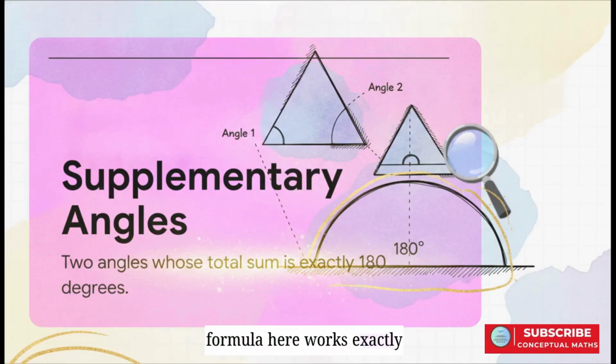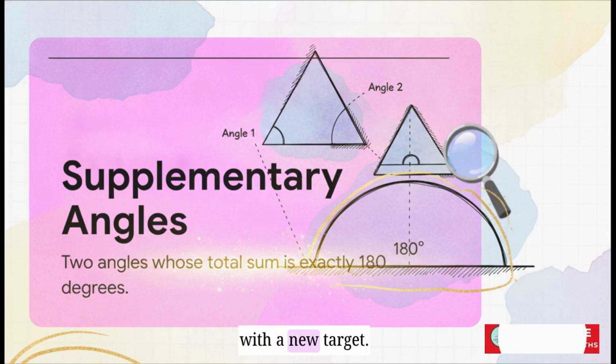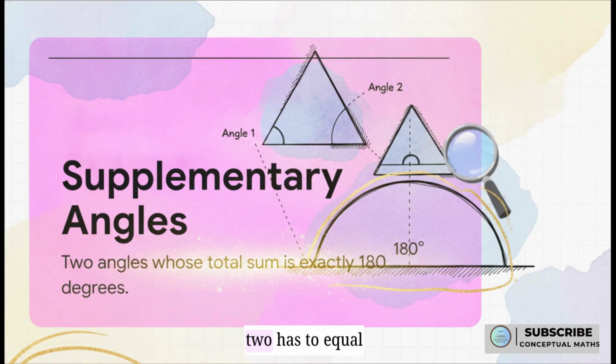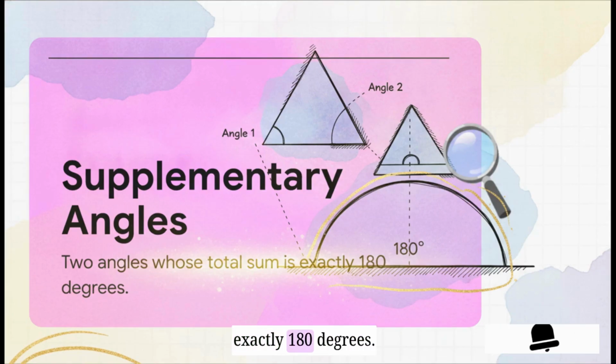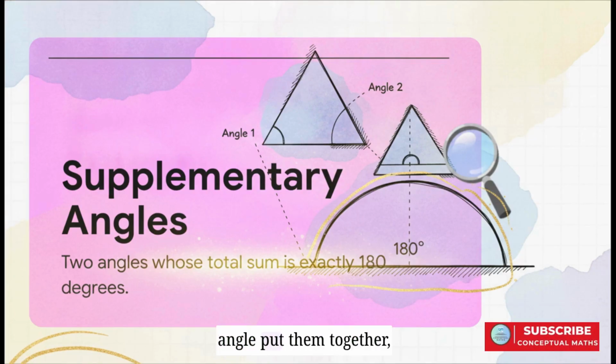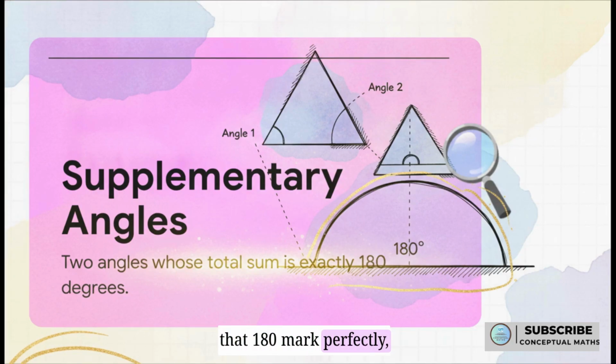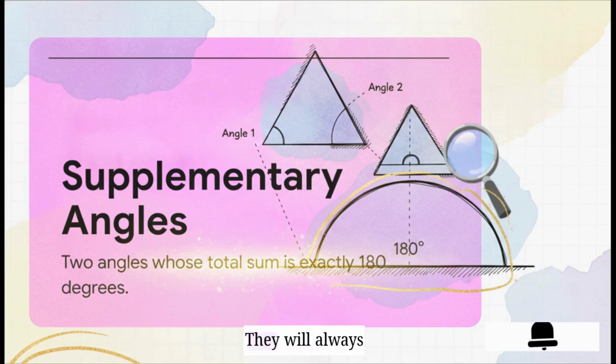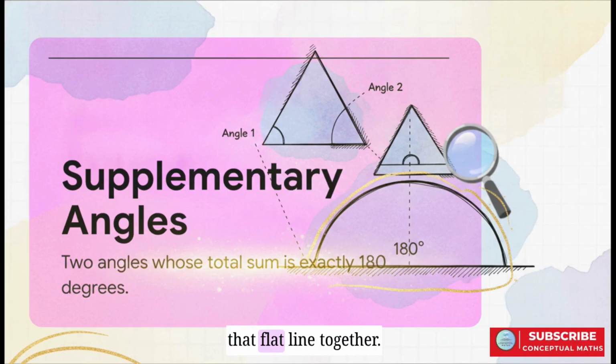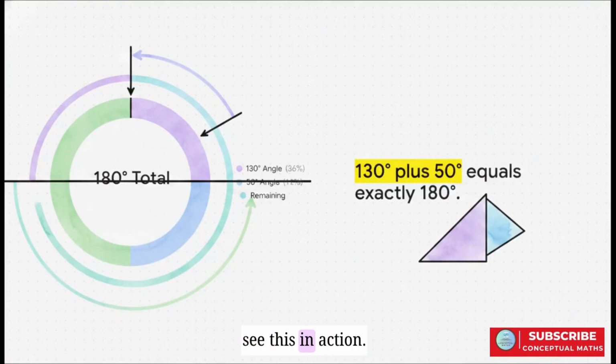The formula here works exactly like the last one, just with a new target. Angle 1 plus angle 2 has to equal exactly 180 degrees. If you take any two angles, put them together, and they hit that 180 mark perfectly, they are supplementary, period. They will always stretch out and form that flat line together. Let's see this in action.